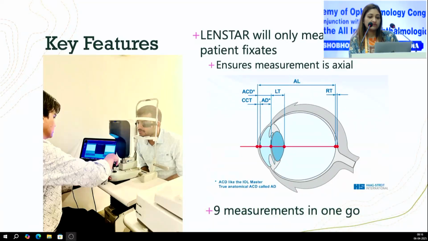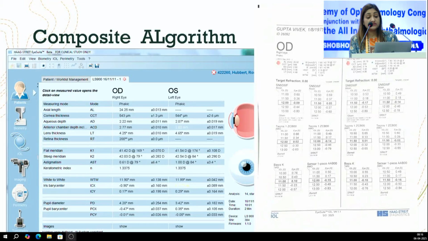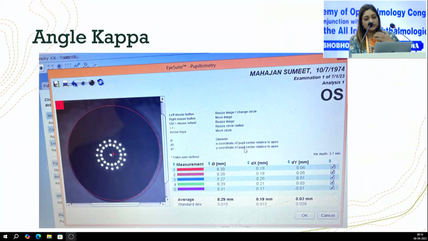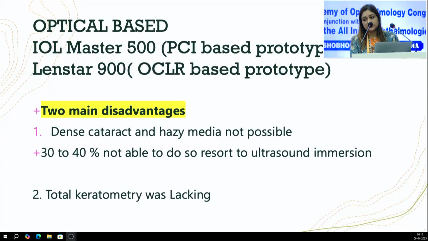So the key feature of Lenstar is that it measures only when the patient fixates. It ensures the measurement is axial, and we get all these 9 measurements in one go with great accuracy, of course. This is a typical printout of a patient's eye with cataract with the IOL formulas. It has all the latest Barrett's and Olsen formulas, which help us in premium IOLs and others. It also gives us the angle kappa value. And the keratometry is a dual zone keratometer. It is on the visual axis and it has high resolution with 32 points.